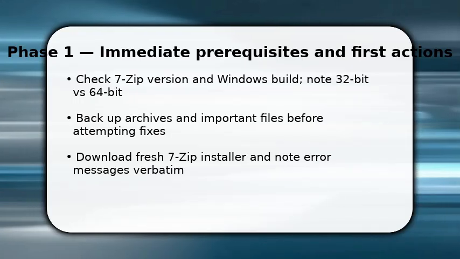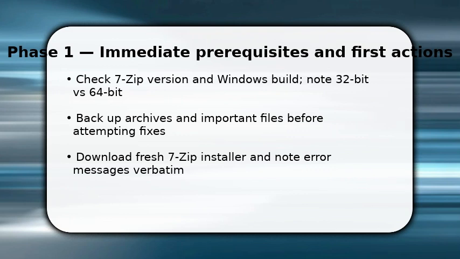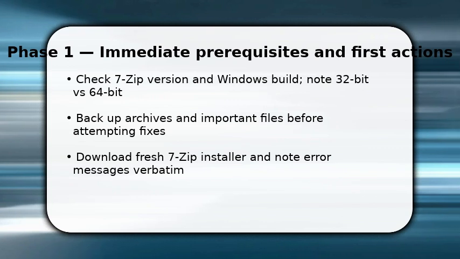You begin by verifying what you have. Check 7-zip version and whether Windows is 32-bit or 64-bit, because mismatches cause failures. Once done, back up the archive and any files you can't replace. You'll need a safety net.